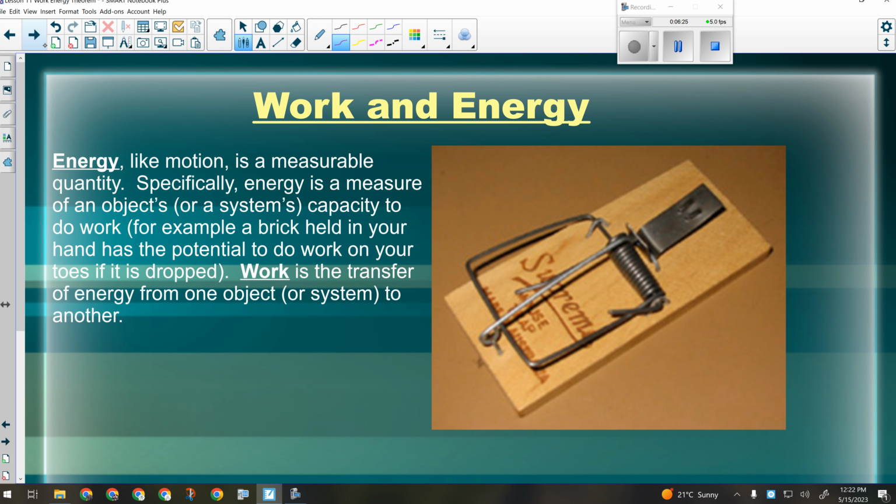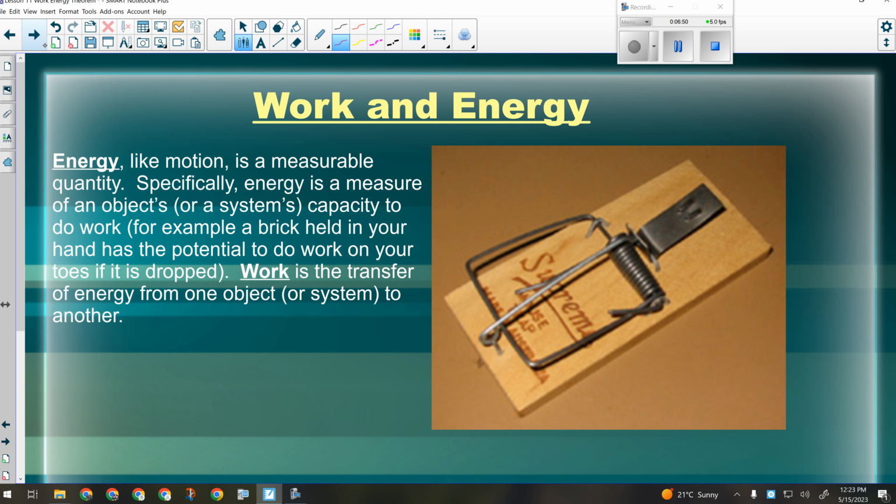Okay. So it's a perfect example of exerting a force through a distance and giving something energy. Once we do that, then the mousetrap has the ability to do work, because we've done work on it. We've transferred energy from ourselves to the mousetrap. And now the mousetrap has that energy and it can transfer it to some unfortunate thing. Okay, everyone kind of follow the idea there?